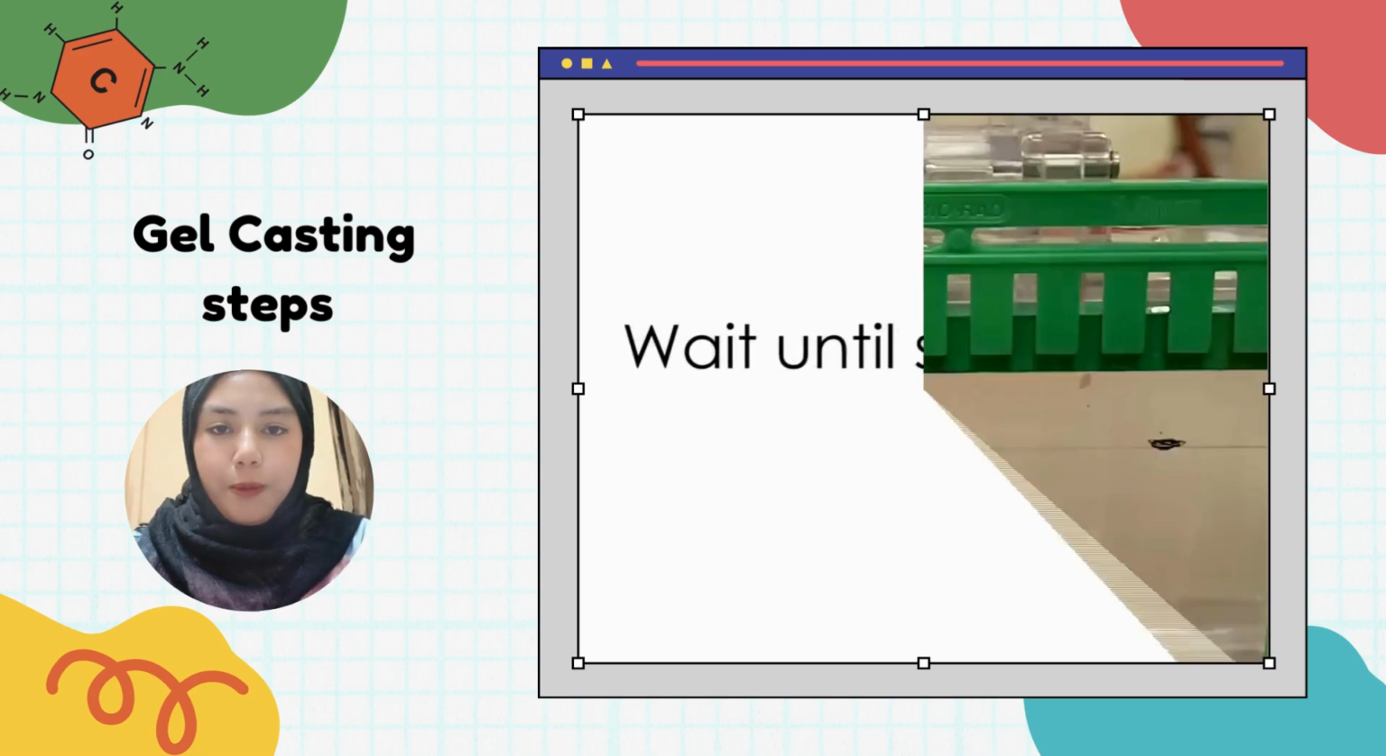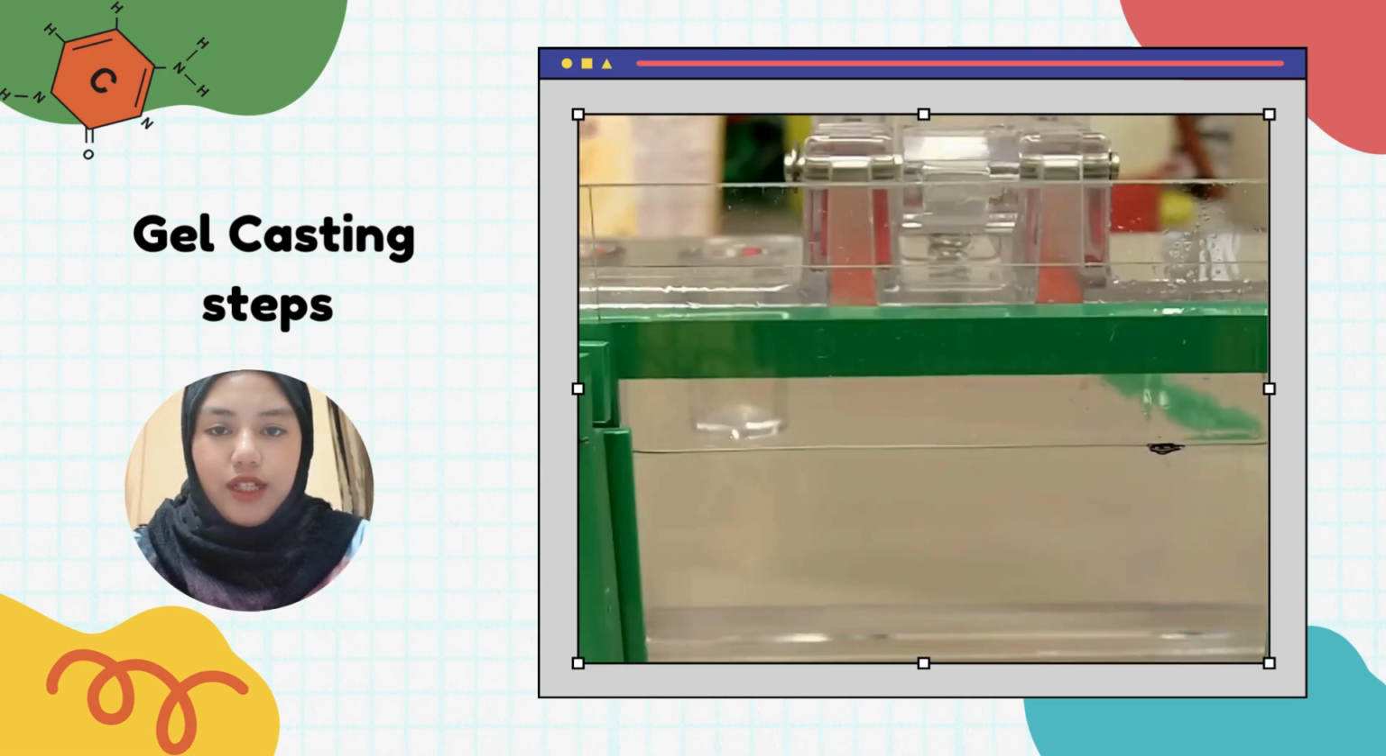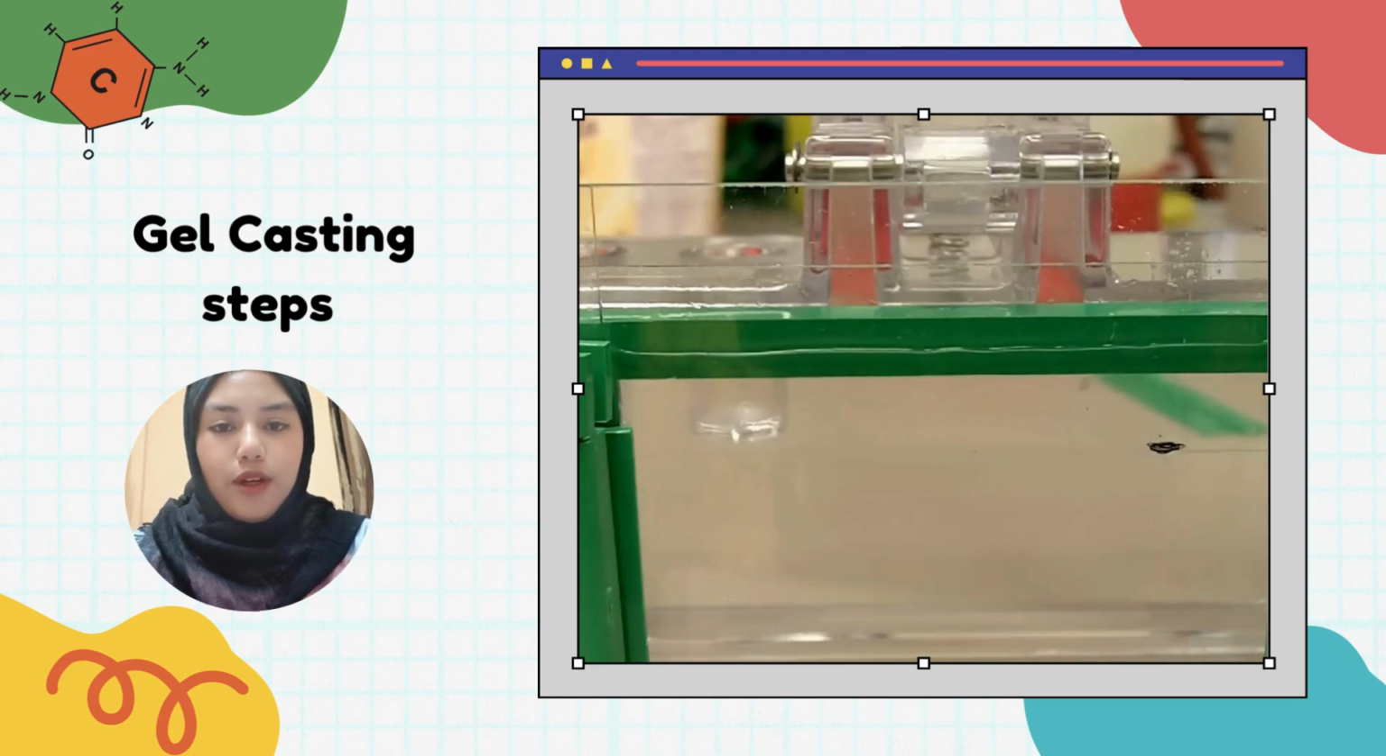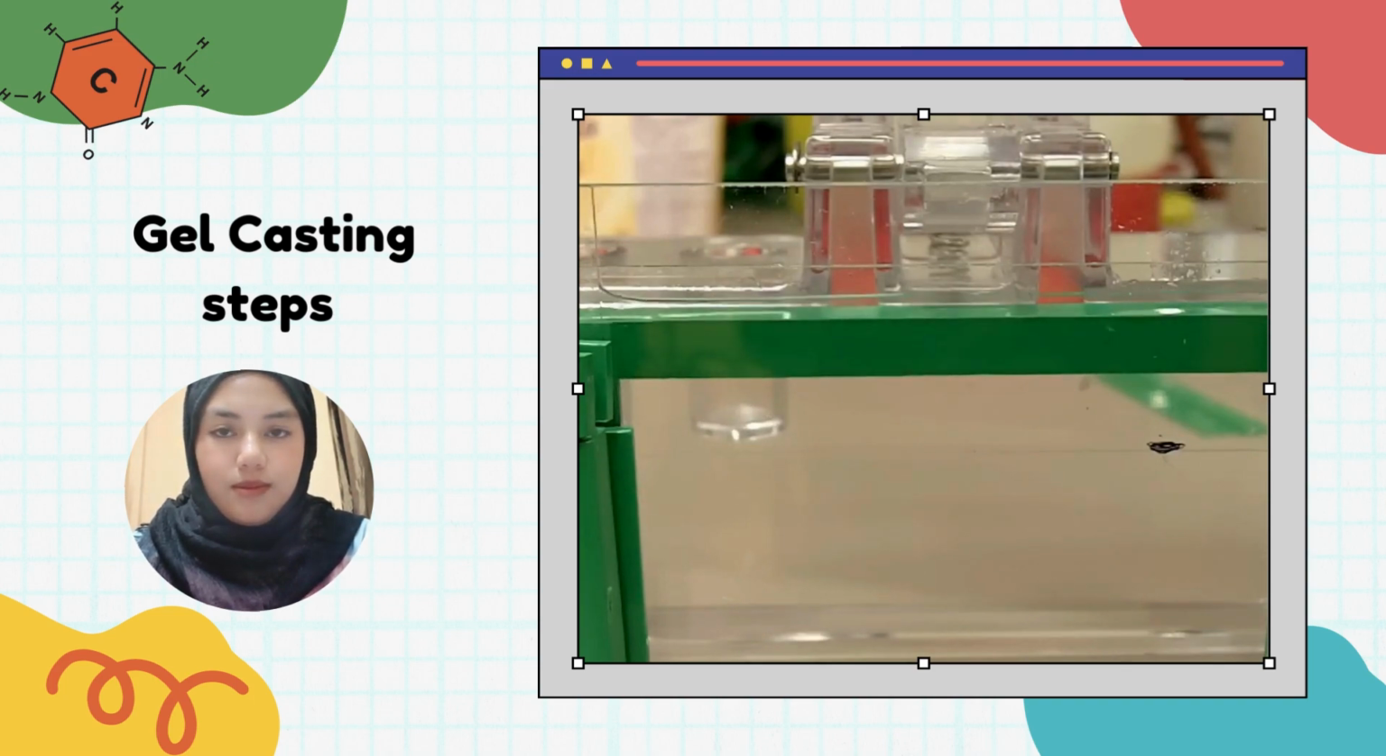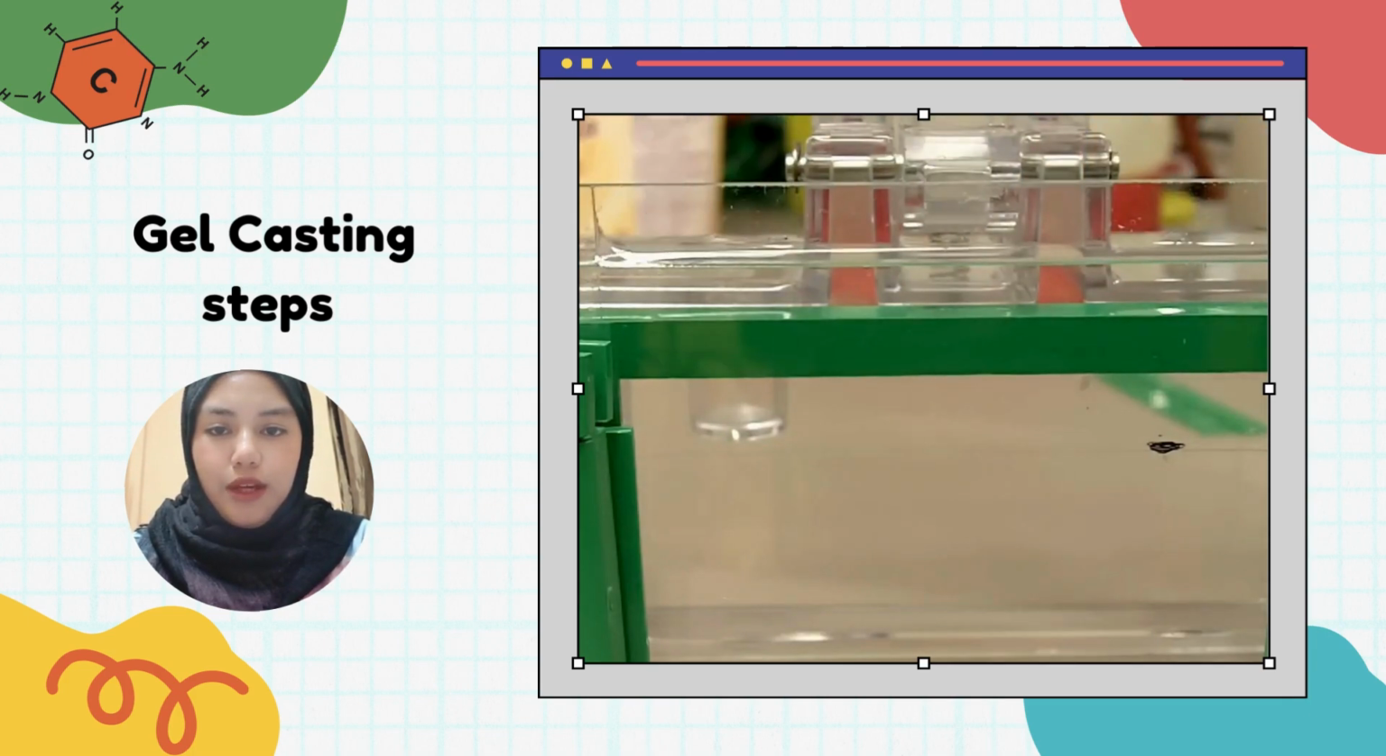So after we prepare our stacking gel, now we're going to fill in our casting frame until it is full to the top of the casting frame. And before we let the gel set, we're going to insert our comb and let it solidify. And after that, when the gel is ready, we proceed to the next process.